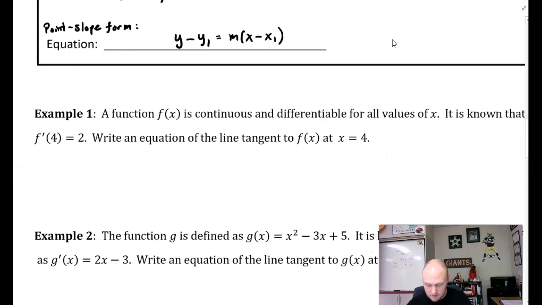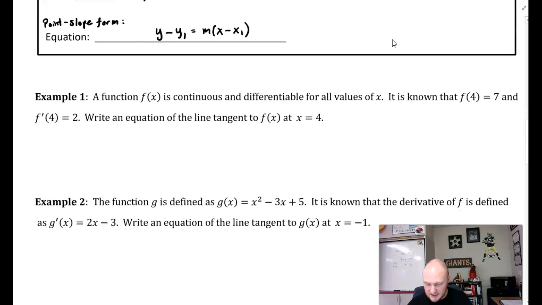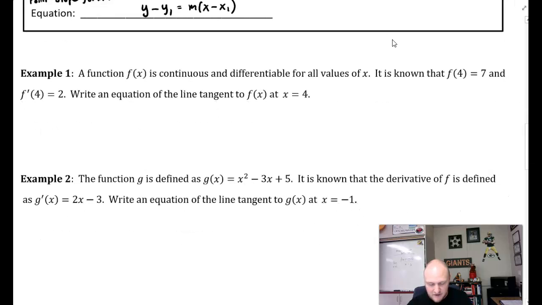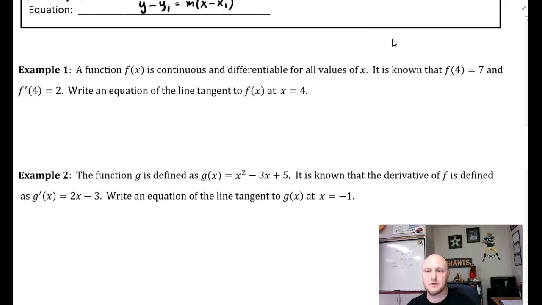If I can find example number 1. Okay, example number 1, it says a function f of x is continuous and differentiable for all values of x. It is known that f of 4 is equal to 7 and f prime of 4 is equal to 2. Write an equation of a line tangent to f of x at x equals 4.